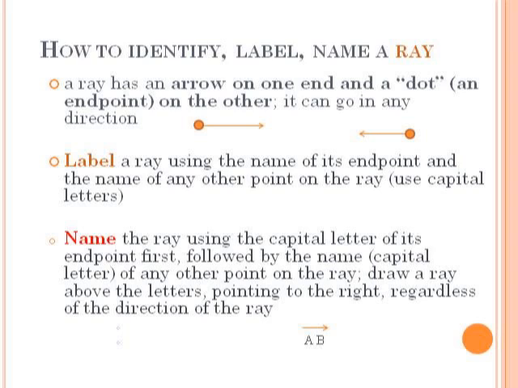Now we move on to a ray. A ray has a dot on one end and an arrow on the other. So we see a dot, an arrow, and it can go in any direction. It can point upwards, downwards, diagonally, it doesn't matter. We label a ray by using a capital letter for its endpoint. That's what the point is called, the endpoint. And then another dot along the line. So for example, if I had a dot right here, then this could be A, B.